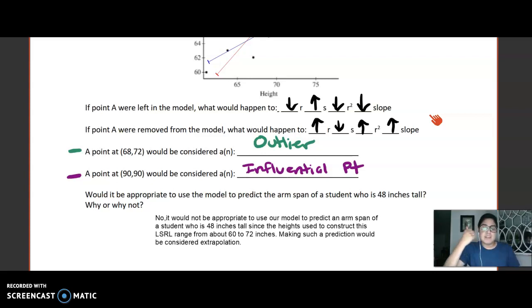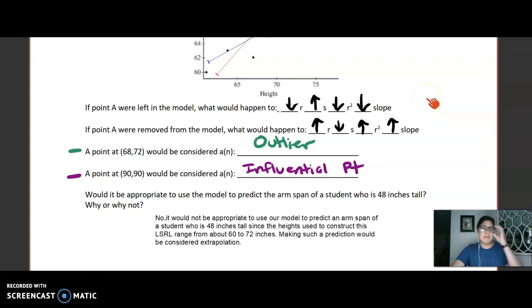So again, I'm giving my answer, no, my context, the height and arm span, inches, some values, and then I'm explaining that doing so would be extrapolation, because it falls outside of the range here. So again, to ace our answers here in AP Stats, we answer, context, explain.